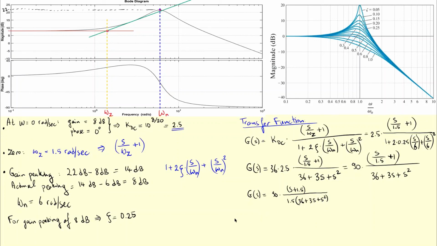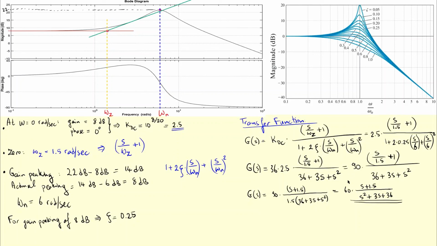In the next step, for my transfer function, what I have is 90 divided by 1.5, so it is 60 in effect, times s plus 1.5, divided by s squared plus 3s plus 36. And now this is the final result of the transfer function we are looking for. As you can see, we have a zero at 1.5 and we have an expression for the pair of complex poles as shown here.